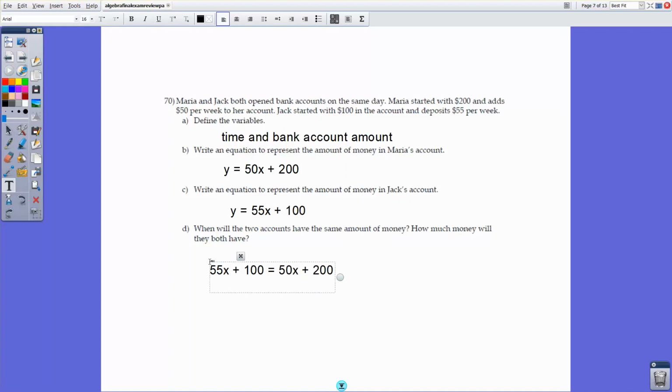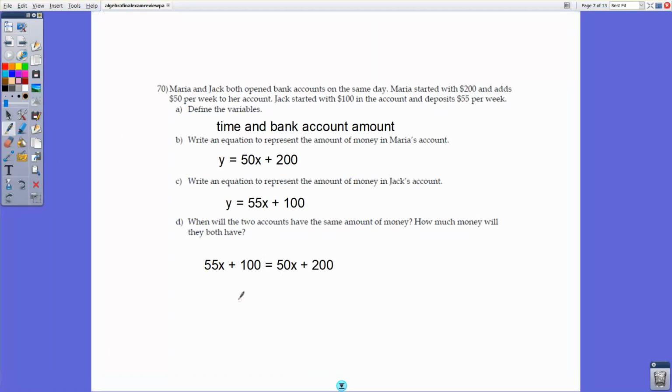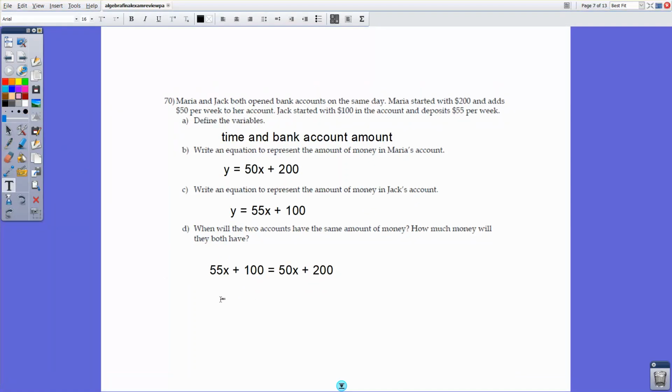So if I solve this equation, I'm going to subtract 50x on both sides. That's going to be 5x plus 100 equals 200, which means 5x would equal 100 when I subtract 100 on both sides, and x would equal 20. So in this case, they'll have the same amount of money in 20 months. Okay. How much will they have?